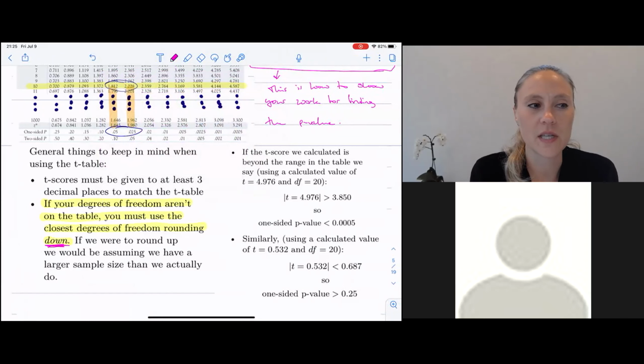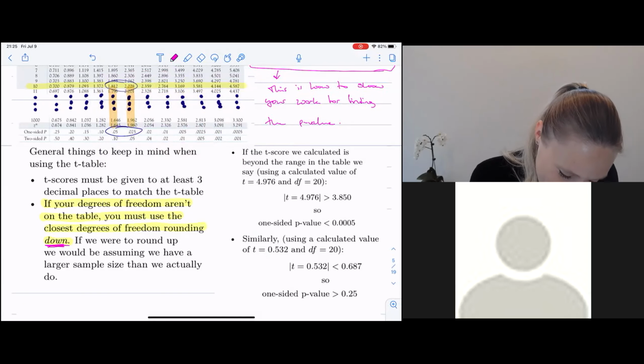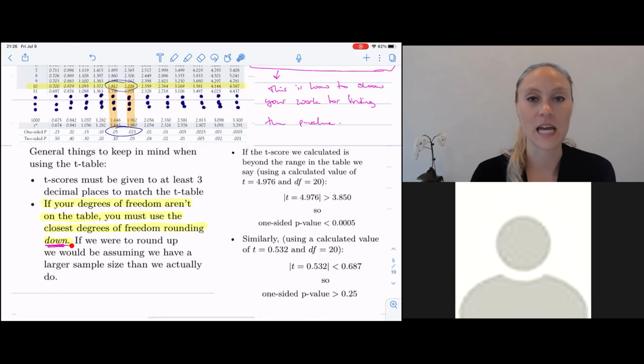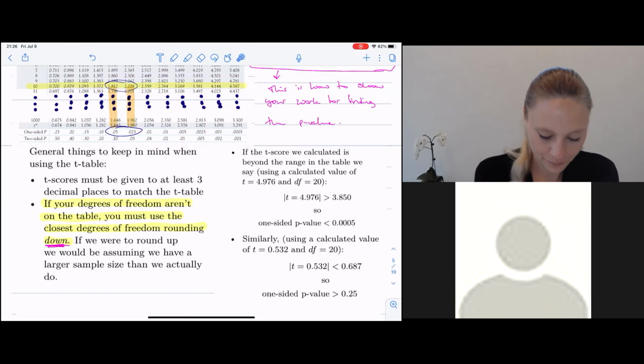And that's actually something that I take marks off for. Not a lot of marks, but I would take off maybe 0.25 out of 10 if you use the wrong degrees of freedom. But anyways, you have to round down, and I do set it up so that I make you do that. I know, rude, right?